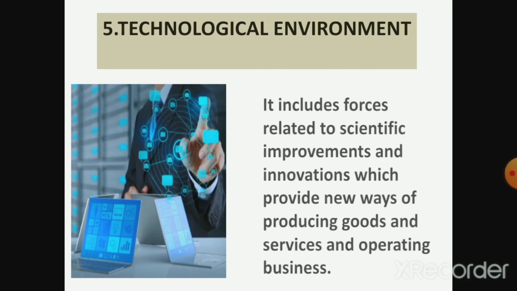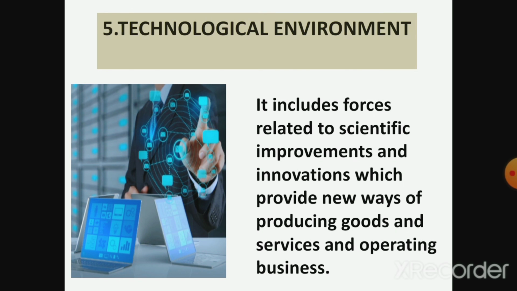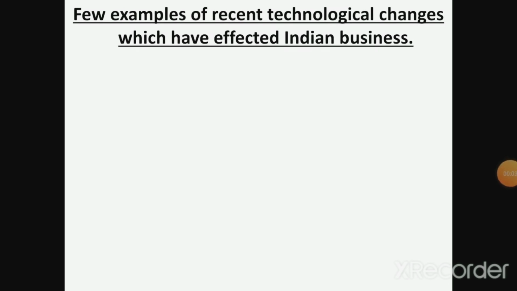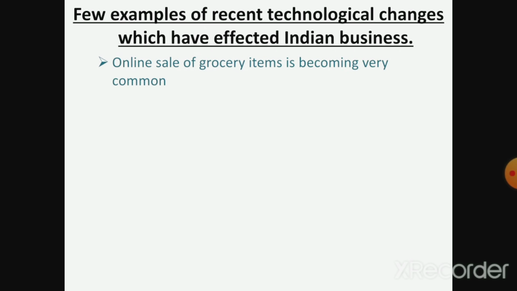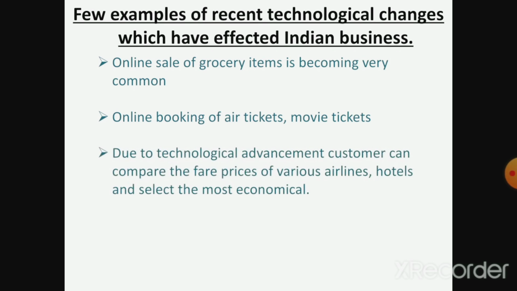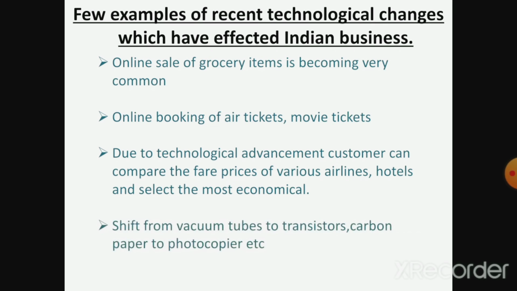Now, the last dimension of business environment is technological environment. Technological environment basically includes the forces related to the scientific improvements and innovations which provide new ways of producing goods and services, and also new ways of operating business. There are a few examples of recent technological changes which have affected Indian business. Online sale of grocery items is becoming very common. Online booking of air tickets, movie tickets. Due to technological advancement, customers can compare the fare prices of various airlines, hotels, and select the most economical. Shift from vacuum tubes to transistors, carbon paper to photocopier, etc. And import and export of technology.